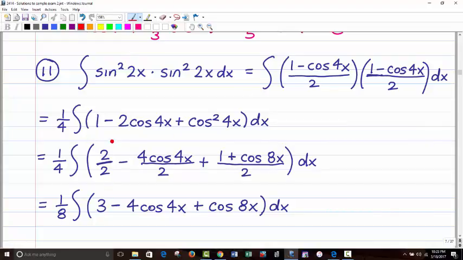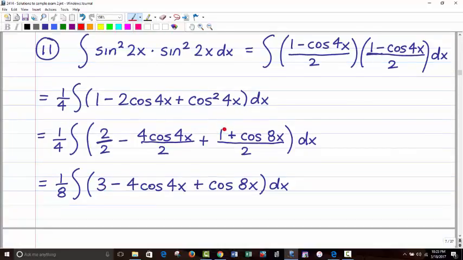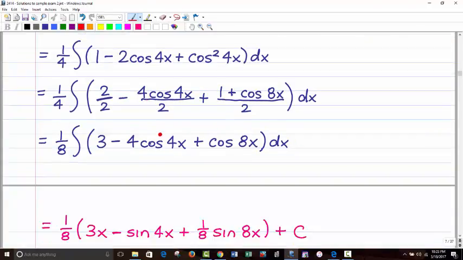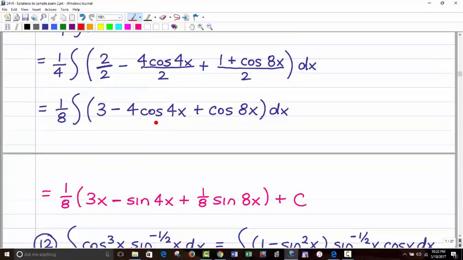And then the 3 comes from that you would have a 2 here plus the 1 right there. Together that makes 3. That's just the way I like to do this, just to keep the fractions all contained to the outside. So now we have a nice concise little result here to integrate.